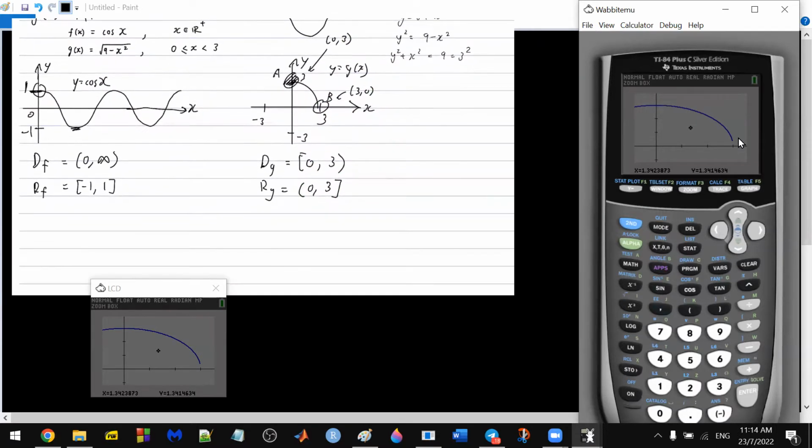Okay, then now we continue. Now we want to find out which composite function exists. Is it fg or is it gf? So we check: is Rg a subset of the domain of f, or is Rf a subset of the domain of g?